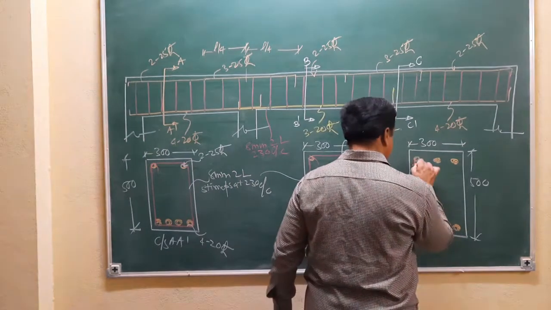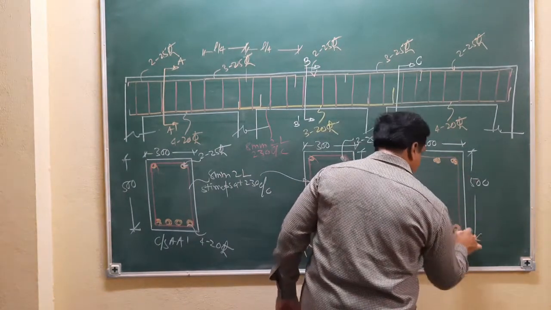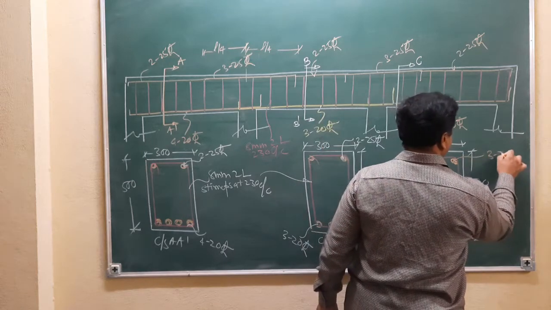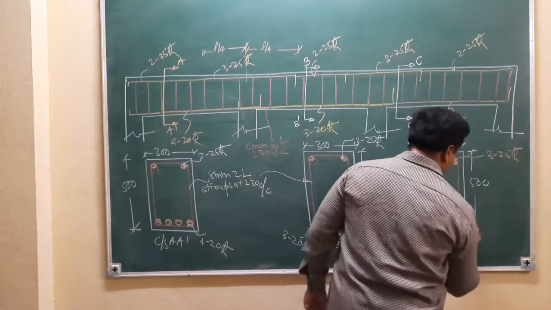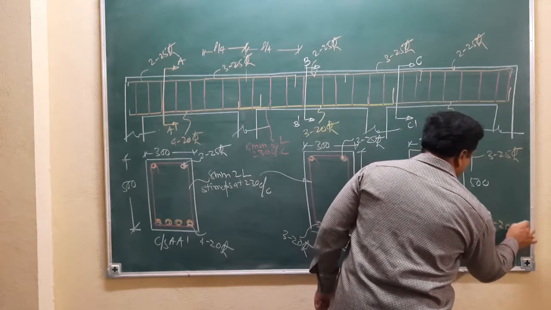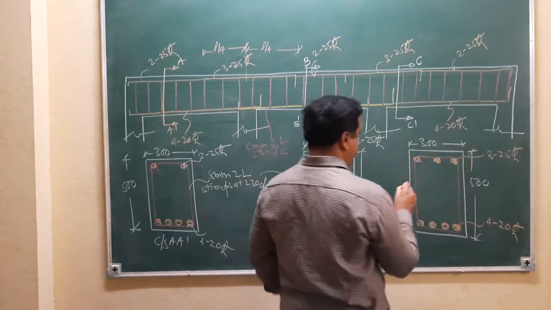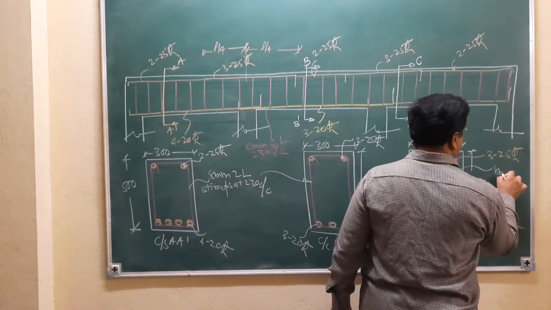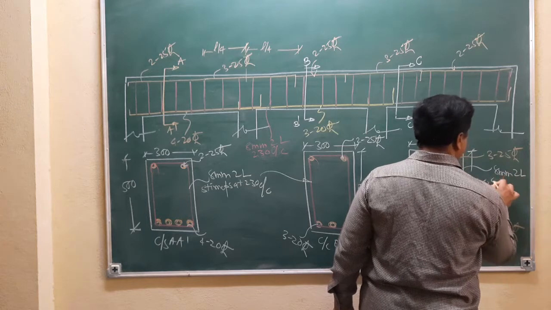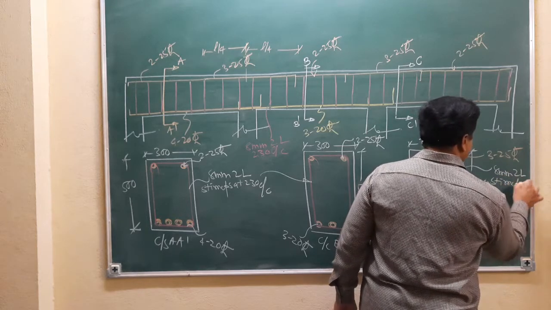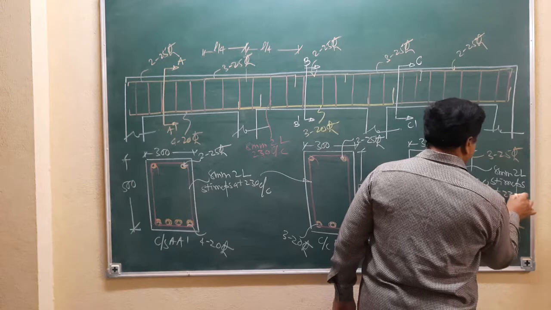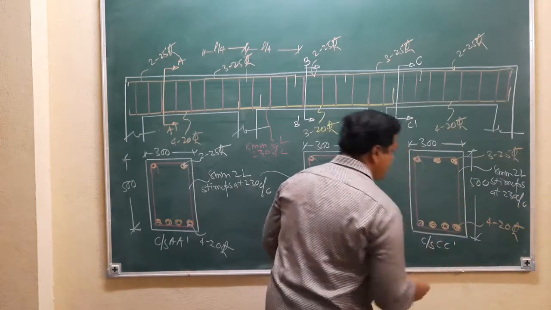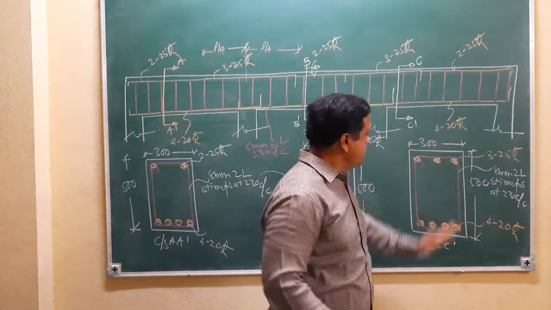And shear stirrups are like this, okay. So the reinforcement details are 3 bars of 25 mm diameter, 4 bars of 20 mm diameter, and the stirrups, how to write the stirrups? It is 8 mm diameter, 2-legged stirrups, and 230 center to center. So this is the cross section of beam at CC dash.